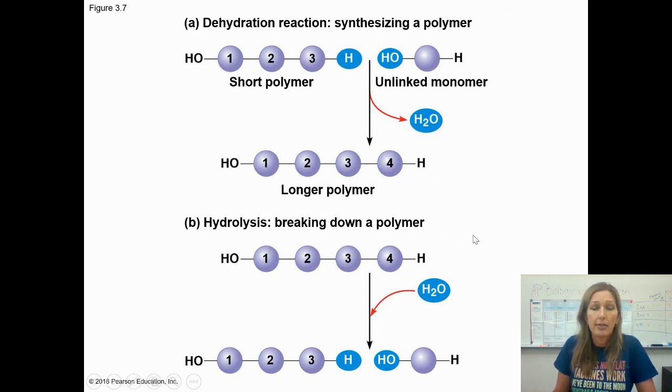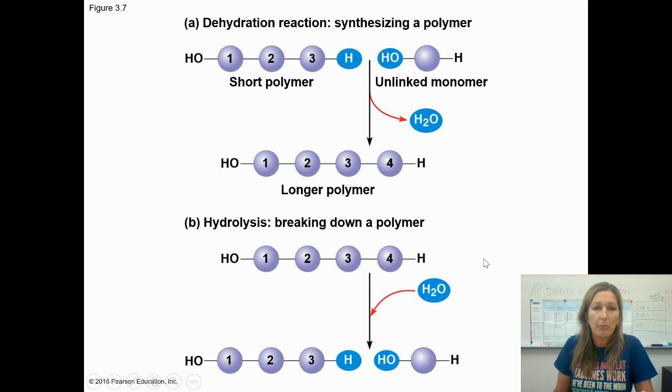Now, hydrolysis is actually the reverse. If I need to take that glycogen and break it down back into simple sugars, well, now the reaction is a hydrolysis reaction. Hydrolytic enzymes are going to break this bond, but also return a hydrogen and a hydroxyl to these monomers, so they're now stable monomers.